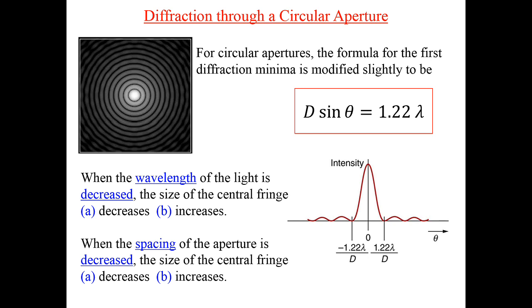This is a little surprising, but the smaller the aperture, the smaller the difference in path length of the light leaving the aperture. That means the light needs to travel at a greater angle in order to get the difference in path length for destructive interference to then occur.